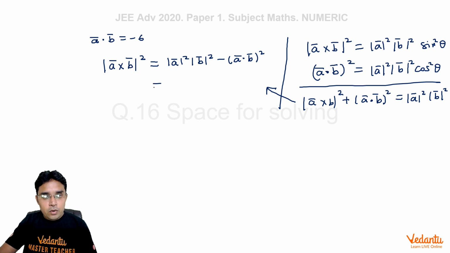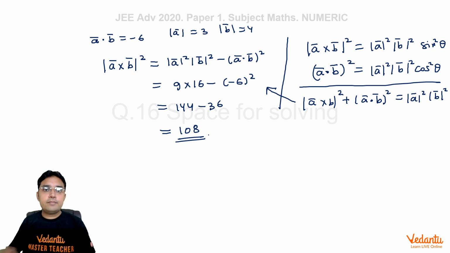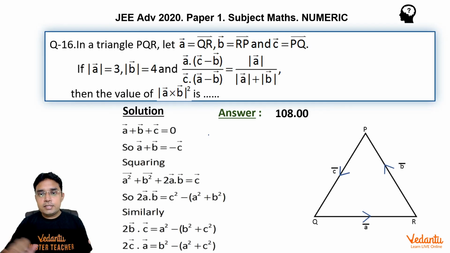Now we know mod A was 3, mod B was 4. So if we use all these things, we get 3 square 9, 4 square 16, minus 6 whole square. So this becomes 144 minus 36. So this comes out to be 108. So this is the answer. Okay, let us see what is the answer. Yeah, 108 is the answer.